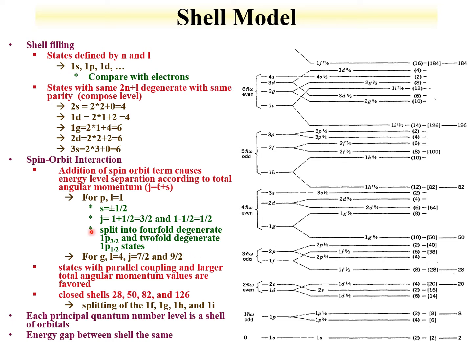This is split into a fourfold degenerate 1p 3/2, which is shown here, or a twofold degenerate 1p 1/2. When we say a fourfold degenerate p 3/2, it means I can put 4 nucleons into that state. When I say a twofold degenerate 1/2, it means I can put 2 nucleons into that state.